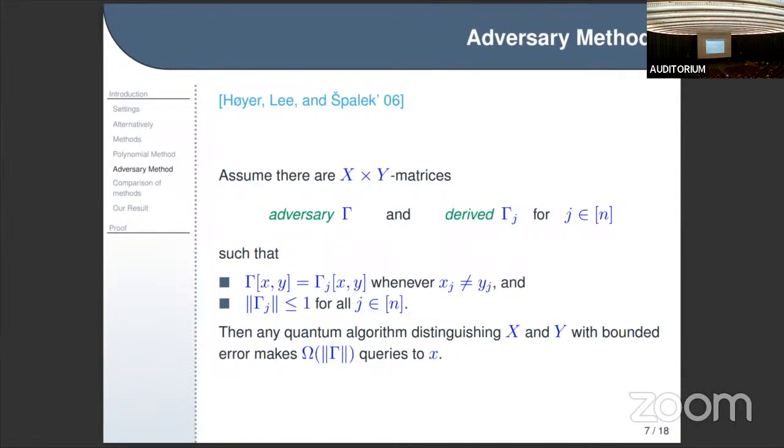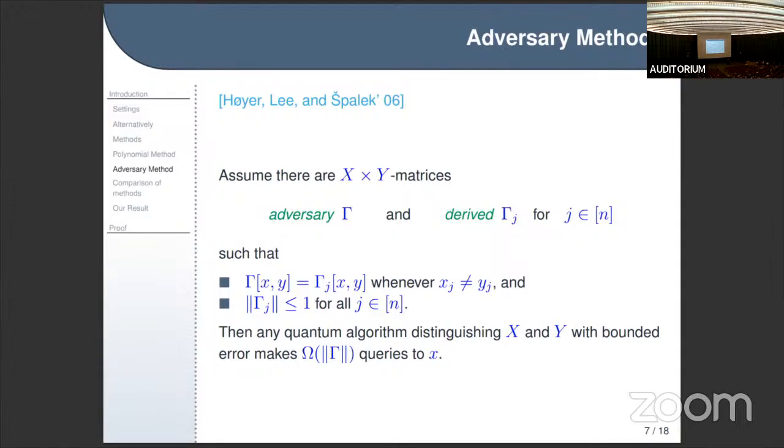The second condition is easier: the spectral norm of each gamma_j is bounded by 1. So it's kind of a normalization condition. The first condition is more tricky. It says that gamma_j agrees with gamma on all pairs x,y whenever x_j is not equal to y_j. So you can get gamma_j from gamma only by changing entries with coordinates x and y where x and y agree on the j-th input variable.